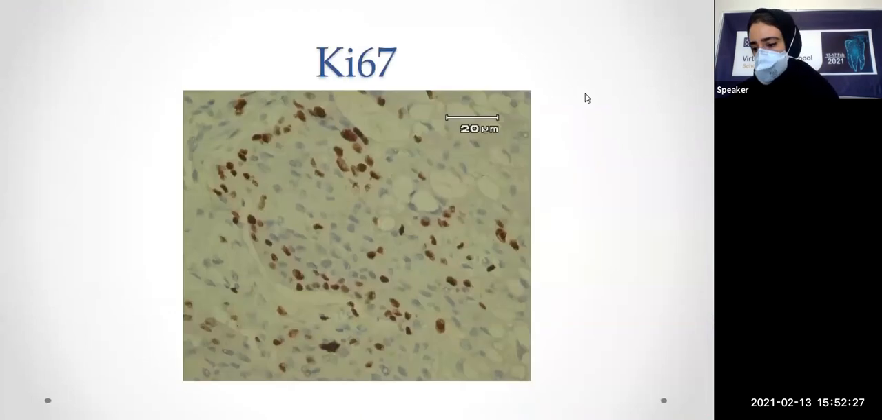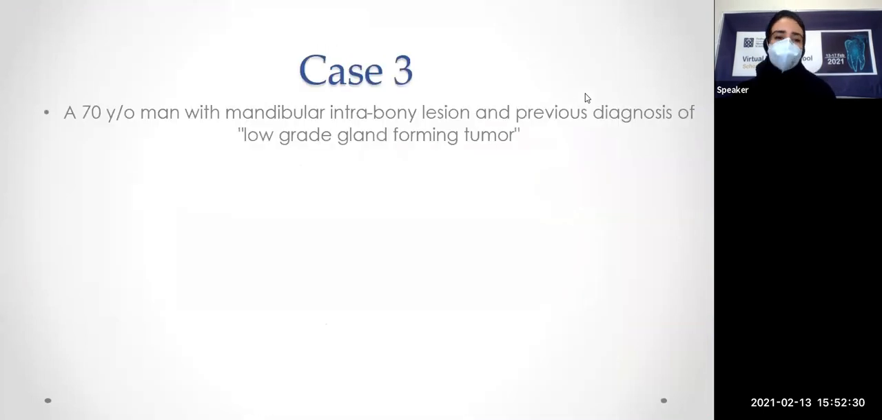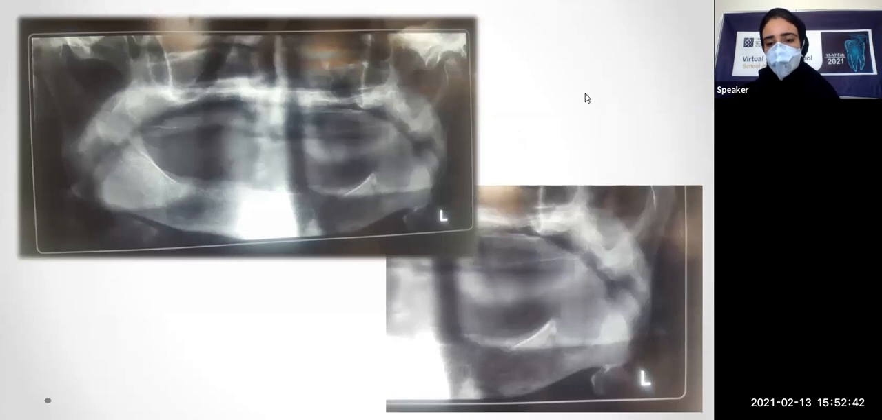Okay. The last but not least case is a 70-year-old man with a mandibular intrabony lesion and a previous diagnosis of low-grade gland-forming tumor. This is the panoramic view I had. The quality is not that good, but at the body of the left mandible, a radiolucent lesion can be seen with destruction of the mandibular ridge and the angle.